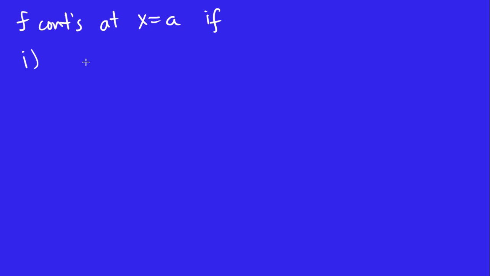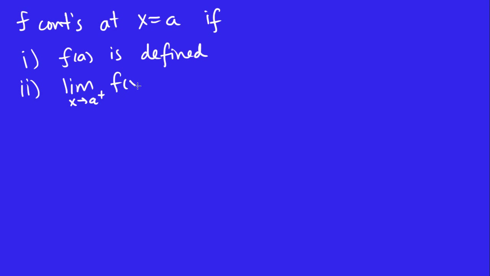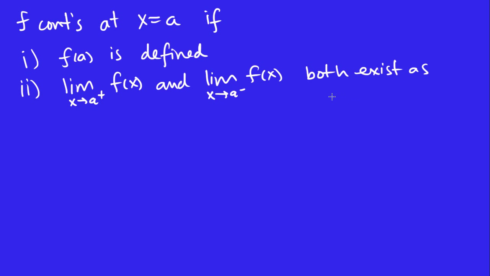I'll write it, I hope I didn't confuse you with it, I'll say it again. Well, f of a is defined, and I'll write it like this. The limit as x goes to a from the right of f of x, and the limit as x goes to a from the left of f of x, both exist as finite numbers. And all three of these finite numbers should be equal.